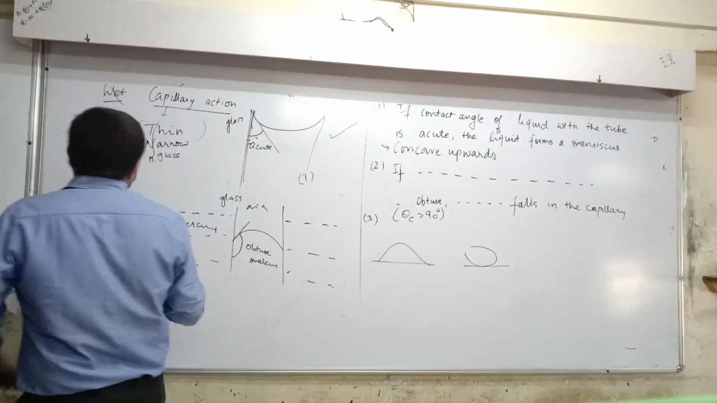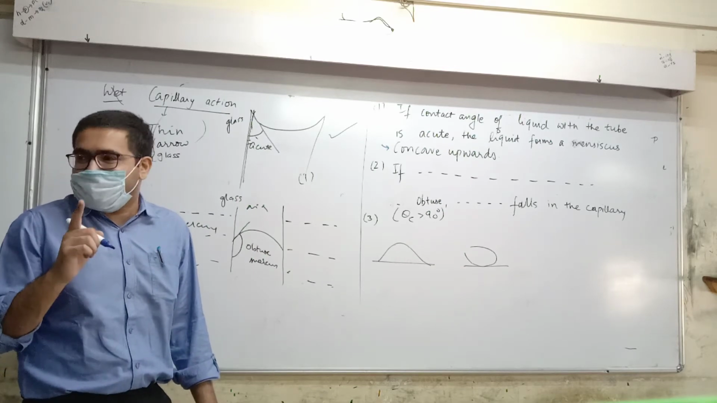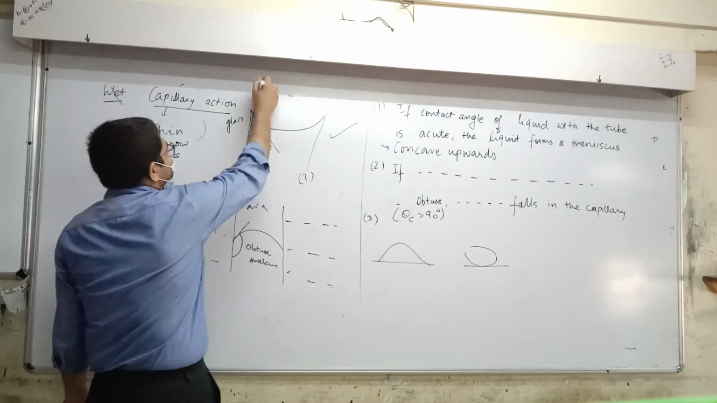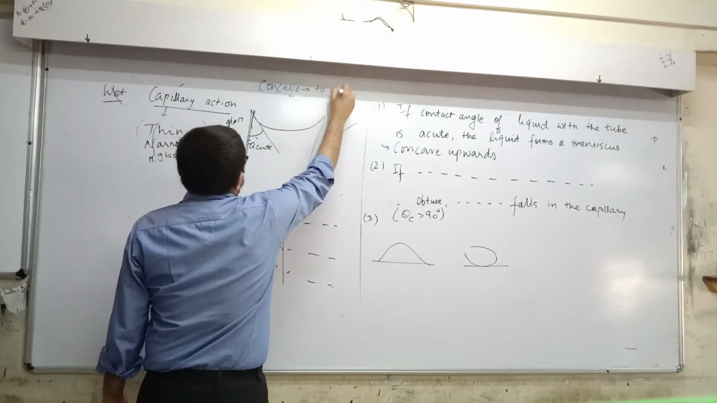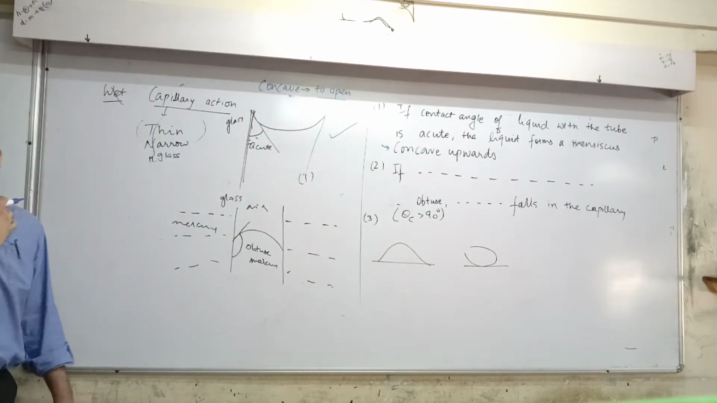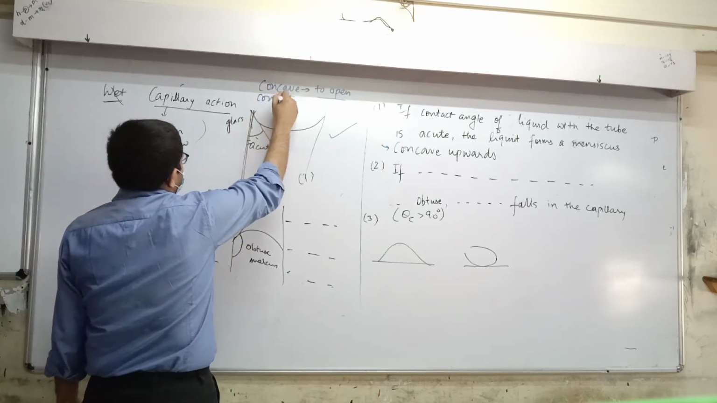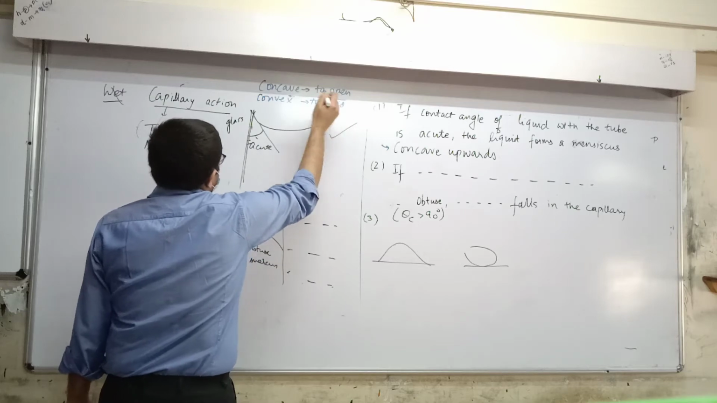Concave means to open. The simplest meaning of the word concave is to open, right? And conversely, convex means to close or to be closed.